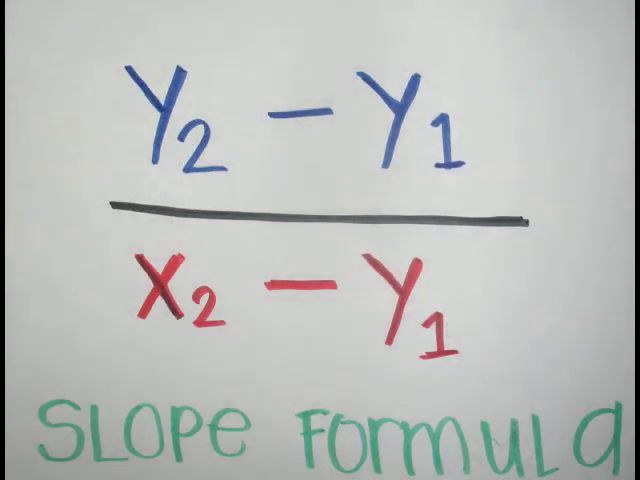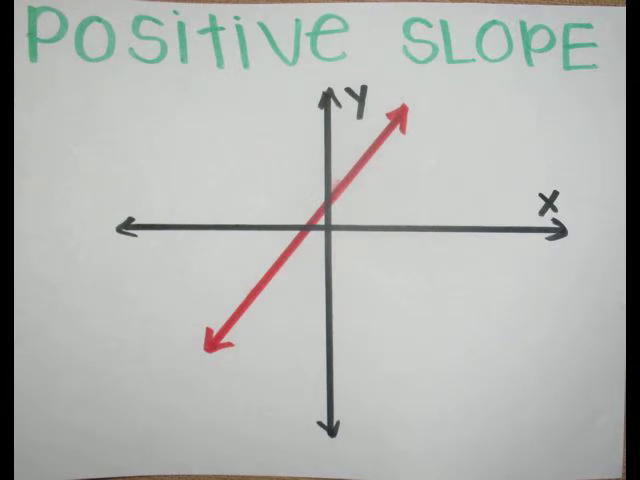The slope of a line is the ratio of the rise to the run. If (x1, y1) and (x2, y2) are any 2 points on a line, the slope of the line is m equals y2 minus y1 over x2 minus x1.